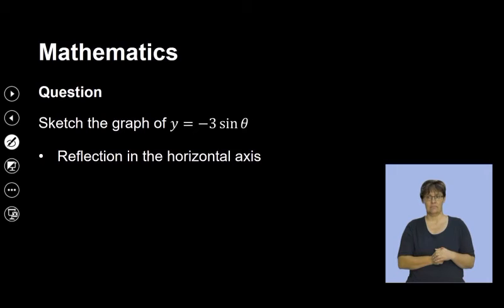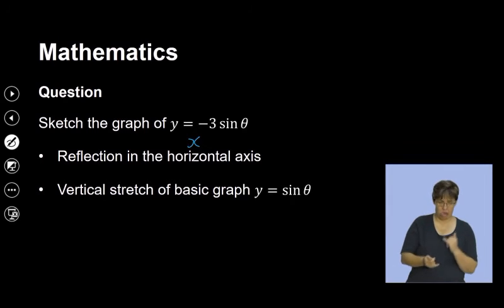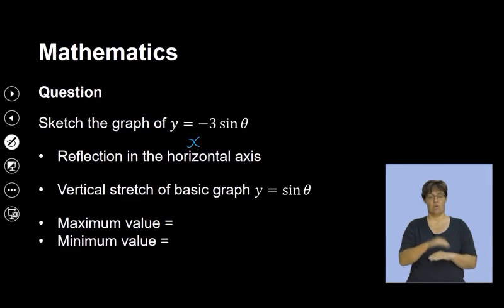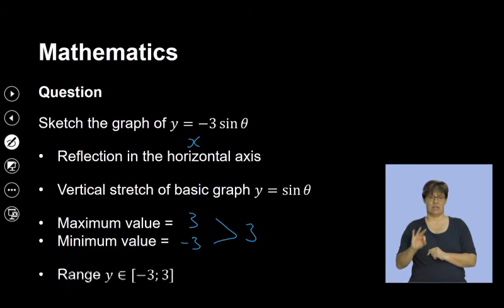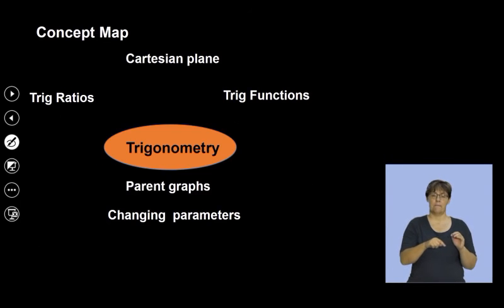Now, if you just look at this, it's actually the reflection in the horizontal axis, which is the same as the x-axis. I'm not really calling it the x-axis here because we're normally using theta, and you might mistake that for x. It's a vertical stretch of the basic graph, sine theta, and the maximum value here is still going to be 3, the minimum value will be -3, and the amplitude will be 3. And then our range will be between -3 and +3.